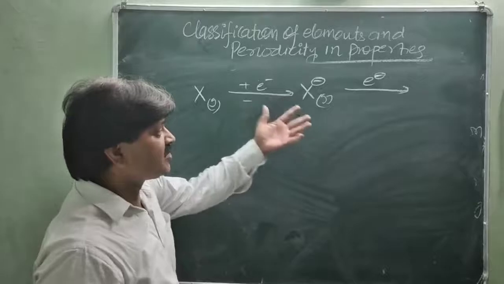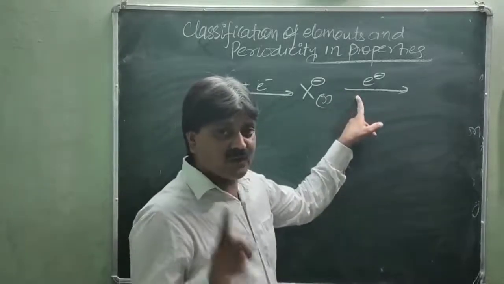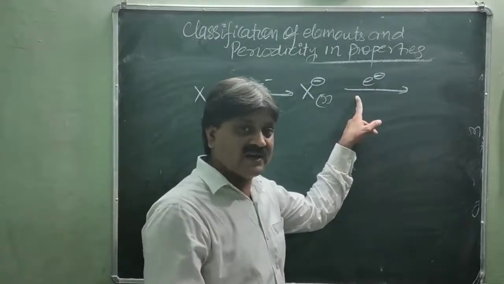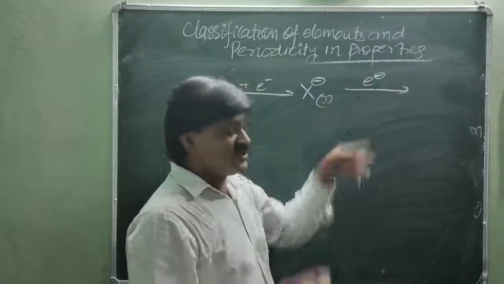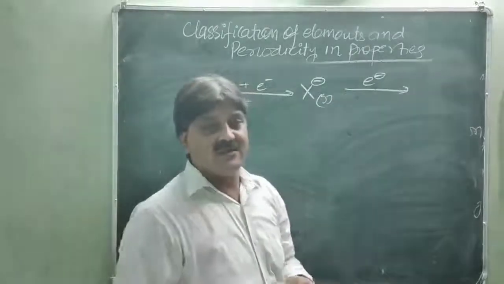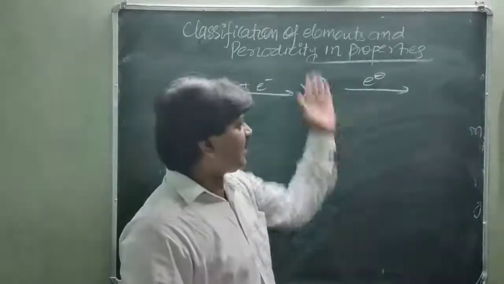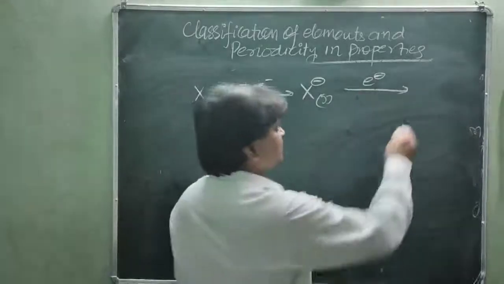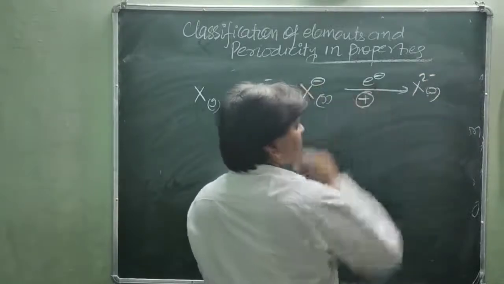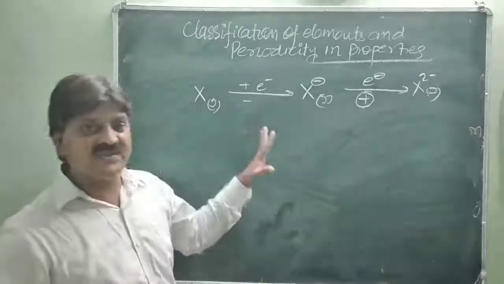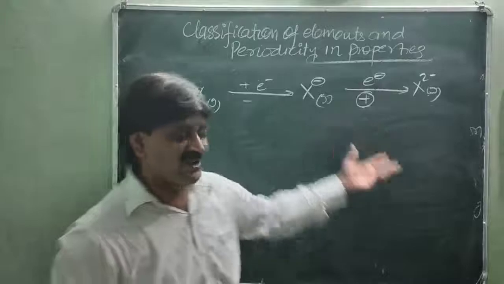However, in the second electron gain enthalpy, what will happen? Both have negative charge, and according to the definition, we are adding an extra electron. Whenever you try to add this electron, an opposite force acts, because similar charges always repel each other. So extra energy is required to add this electron. In this case, the formation of X2 minus gas, energy is absorbed. This is a positive value. So I have mentioned in the definition: change in enthalpy, either release or absorb.